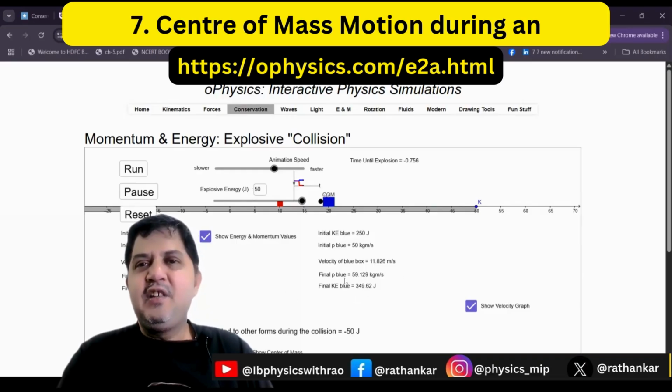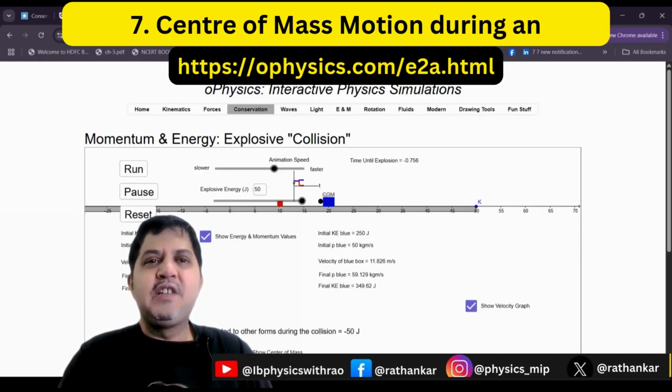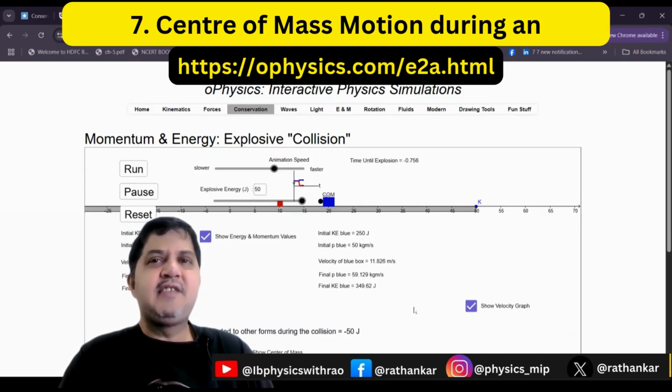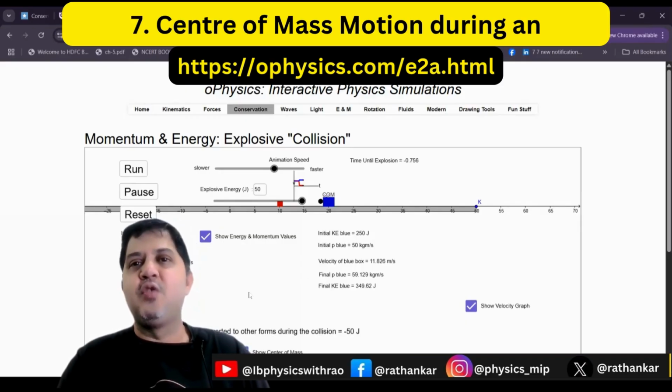Then, see here, the final momentum is 59.129. The final momentum for this one is 0.871. It comes out to be around 60 here, and 50 plus 10, 60 here. So whether it's an elastic collision or an inelastic collision, you observe that the momentum is seen to be conserved. This is the first thing that every student should know about it.